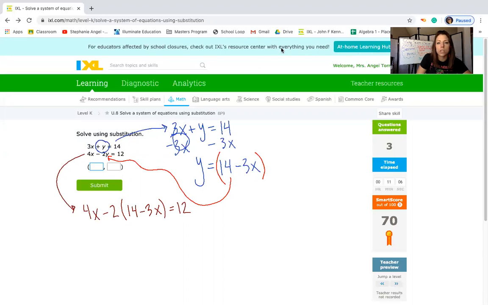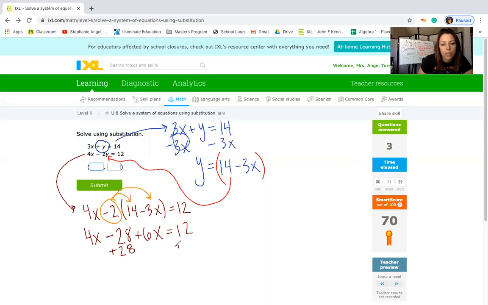Okay, here we need to do some distributive property, but be careful when you're distributing. Keep in mind that that's a negative 2 that you're distributing. That's where the most common errors are made. So we have 4x minus 2 times 14 is 28. And then negative 2 times negative 3x makes this a positive 6x equals 12. I like to get rid of those 28s in the middle, or whatever terms are in the middle, before I combine like terms. So I make that a 0. And I'm left with 4x plus 6x equals 12 plus 28, which is 40.